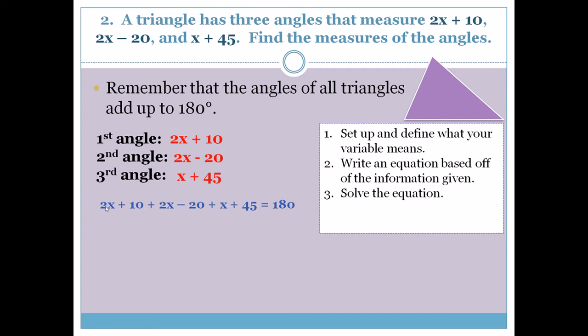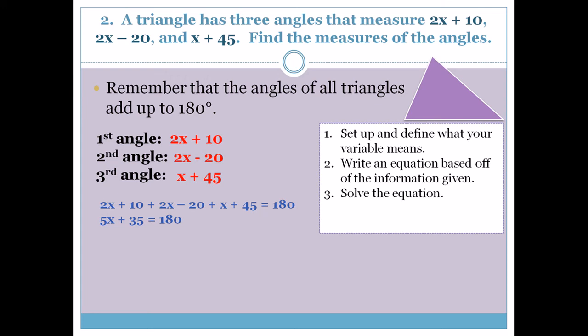So let's see here. Let's group up our matches. 2x plus 2x plus 1x, so we have a 5x. 10 take away 20 is negative 10, plus 45 is 35. So we've just combined like terms, and now we're in a good position to solve.